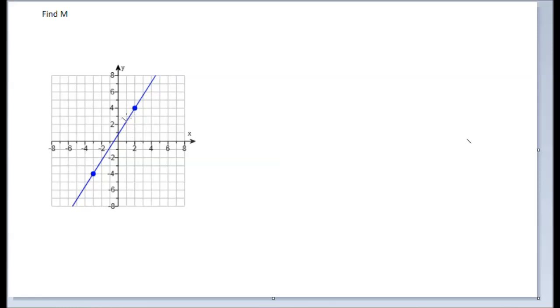Actually, we can get to point (2, 4). That would be our first point. We'll use that one, (2, 4). It doesn't matter which order you go. And then our second point would be (-3, -4). We'll do (-3, -4).